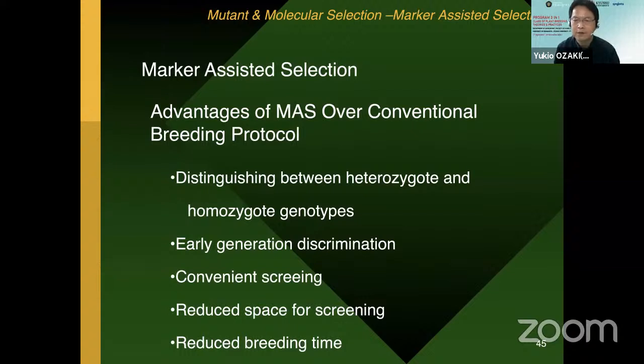Molecular markers are applicable to plant breeding from program initiation to discrimination among the individuals in a segregating population, and cultivar identification. The key areas in which marker-assisted selection is advantageous over conventional breeding include distinguishing between heterozygous and homozygous genotypes, early generation discrimination, convenient screening, reduced space for screening, and reduced breeding time.